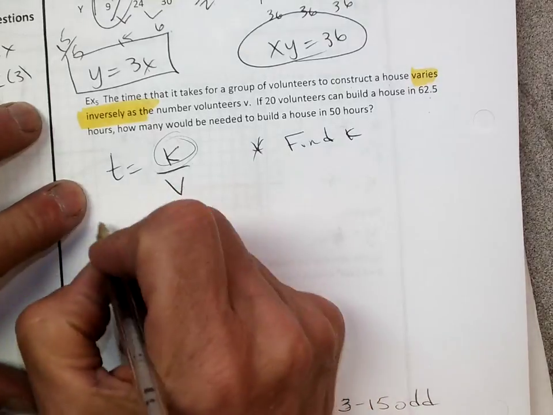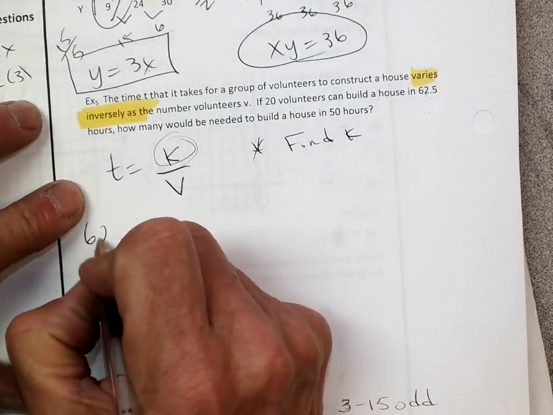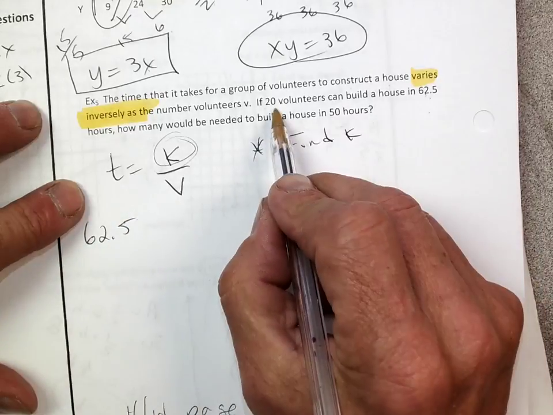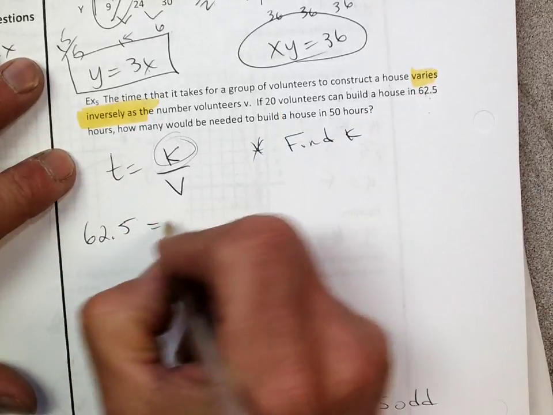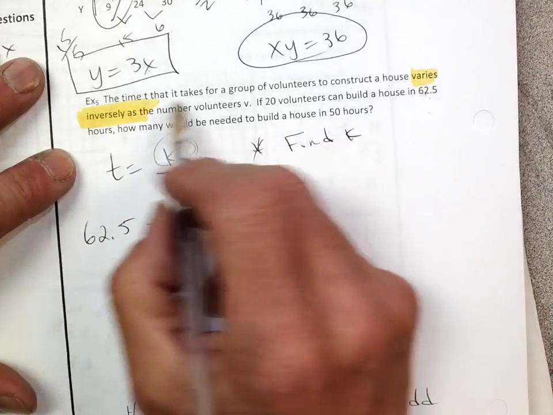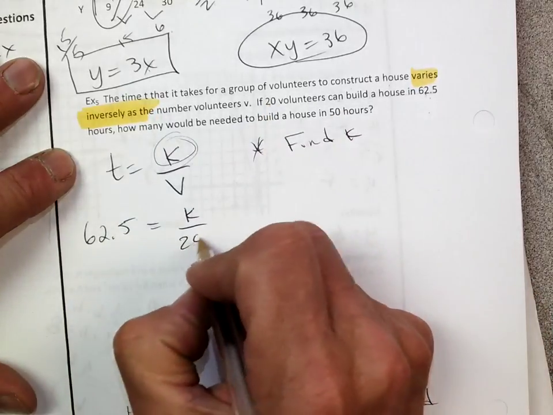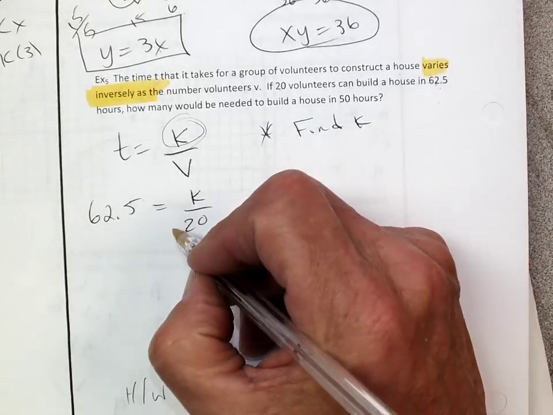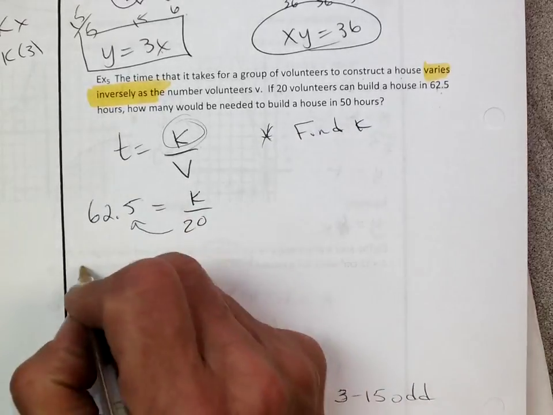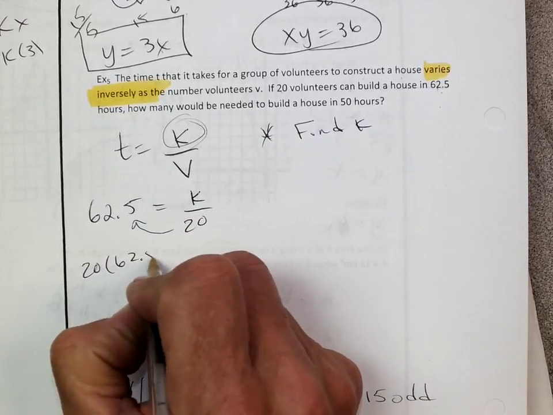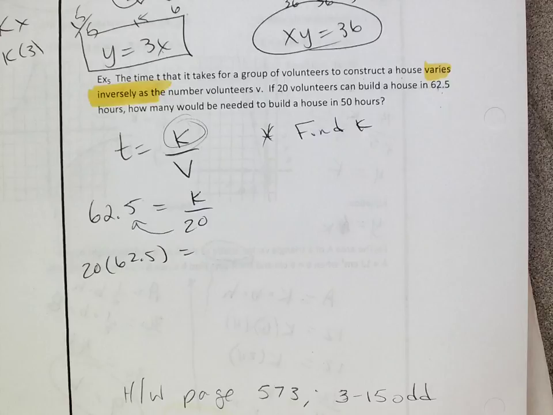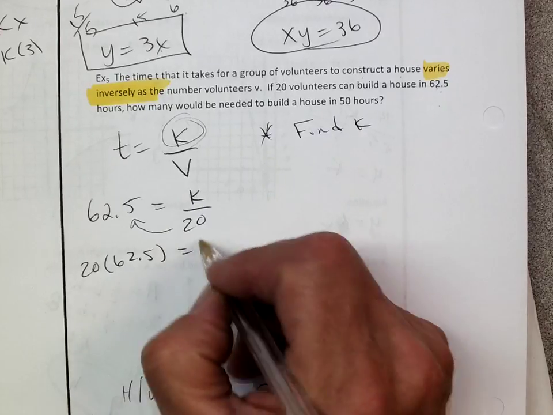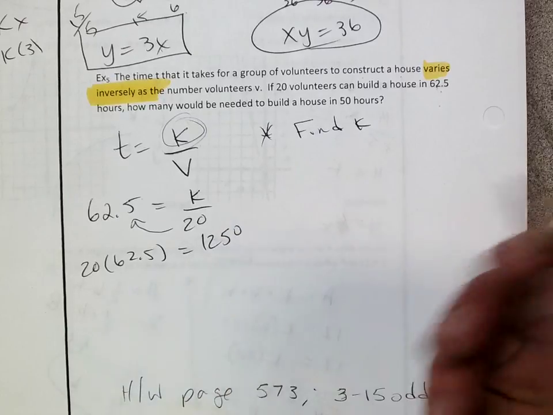So let's do this one. So I'm going to put my 62.5, because that's the hours, equals k over 20, because 20 volunteers, and I could solve for k, right? What do I do to solve for k? Multiply, right? Multiply it up. So what is 20 times 62.5? Is it 110? Yeah, 1,250. So that's what k is equal to.